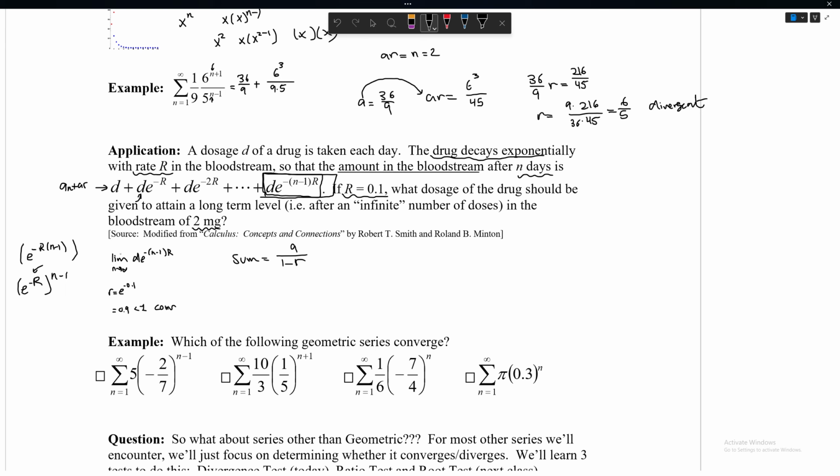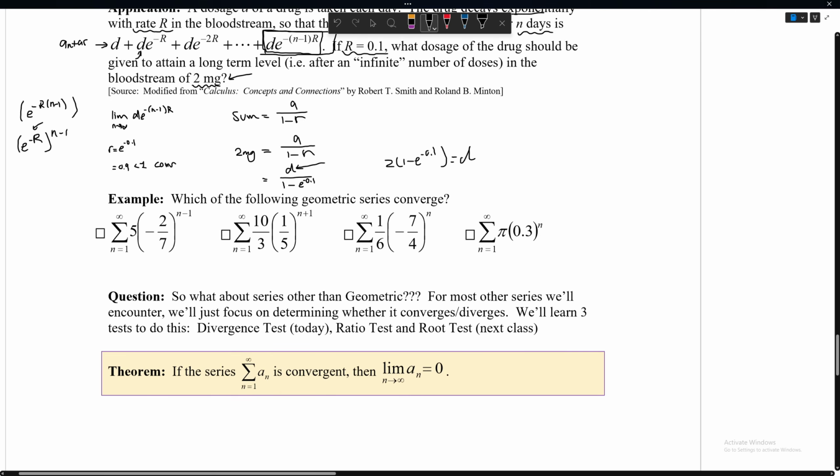And so if I am taking the sum of this in the bloodstream, then I want my sum to be 2 milligrams, because that's what it's telling me here. So this will equal a over 1 minus r. My a is d, right? And my r is e to the negative 0.1. Now you could solve for d, because what you're looking for is the dosage of the drug. Take this to the other side, and you get 2 times 1 minus e to the negative 0.1 equals d. And that's your answer.